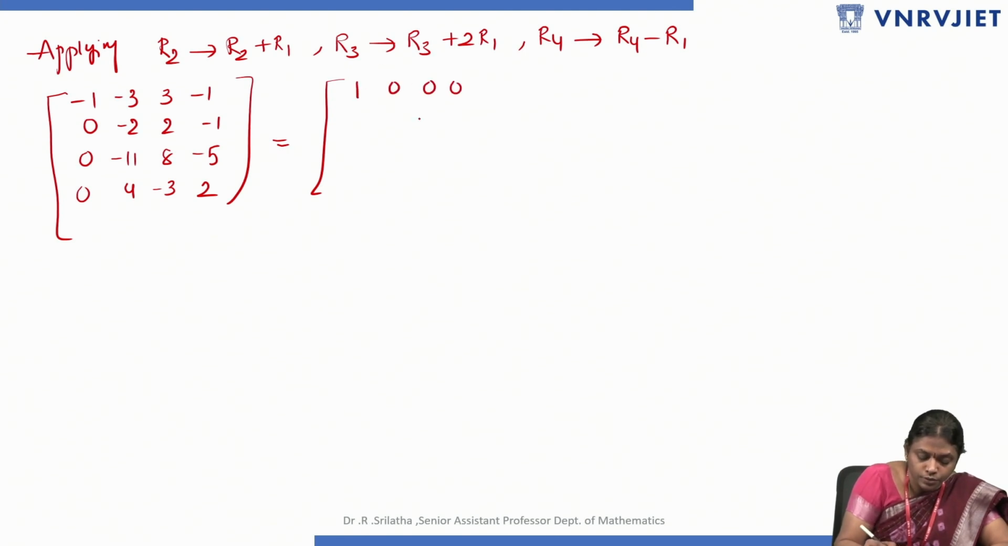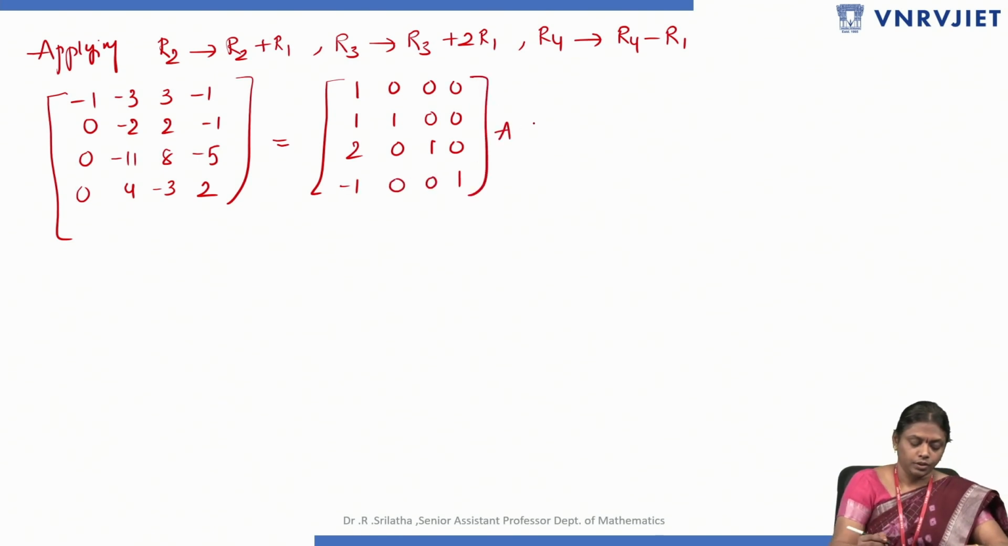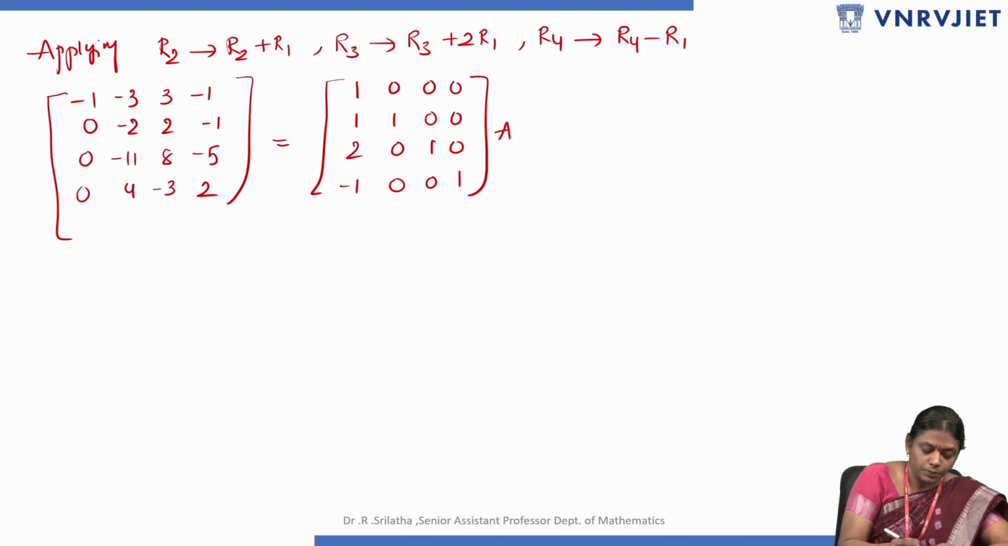I will be writing the first row as it is. Now implementing here, this is 1, 1, 0, 0. And now here 2, 0, 1, 0. Minus 1, 0, 0, 1. So my first step is completed, that is with the help of this A11 I made all the elements below it equal to 0. And my second step is that with the help of this element I need to make the elements below and above it equal to zeros.